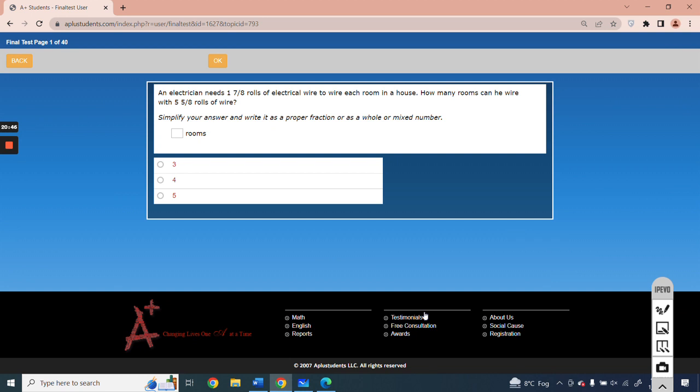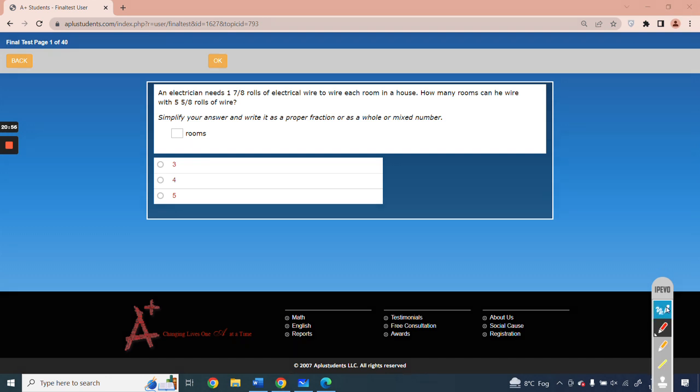An electrician needs 1 whole 7/8 rolls of electric wire to wire each room in a house. How many rooms can be wired with 5 whole 5/8 rolls of wire? Got it? So we have to divide 5 whole 5/8 by 1 whole 7/8. Just convert them into improper fractions.